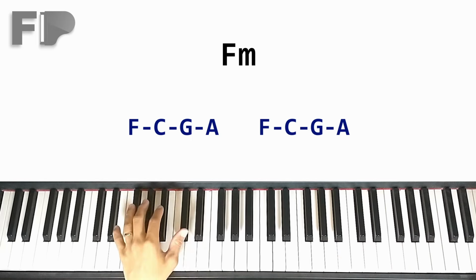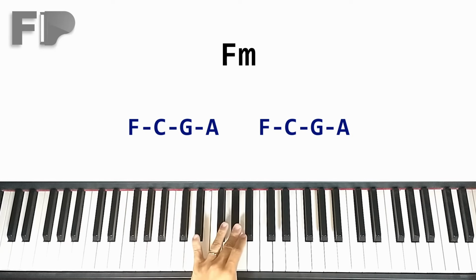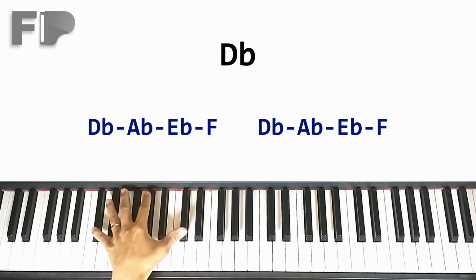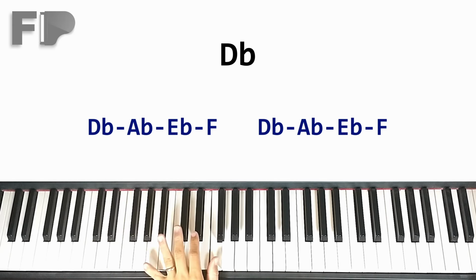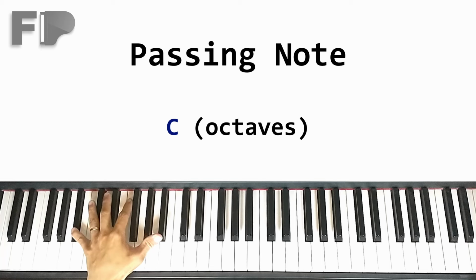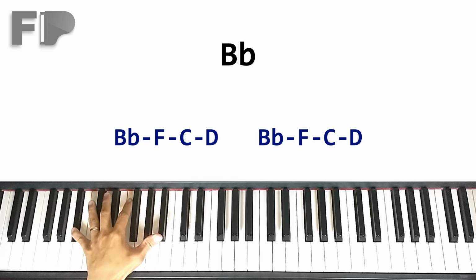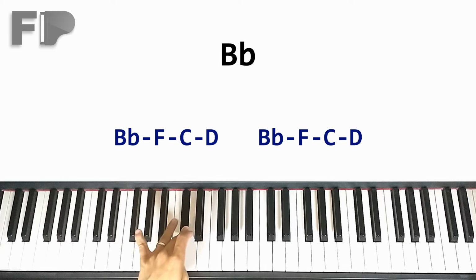In the beginning, we have F minor chord, E-flat octaves, and D-flat major chord. Then we have passing notes, C octaves. Our next chord is B-flat major, where we'll play B-flat, F, C, and D 4 times.